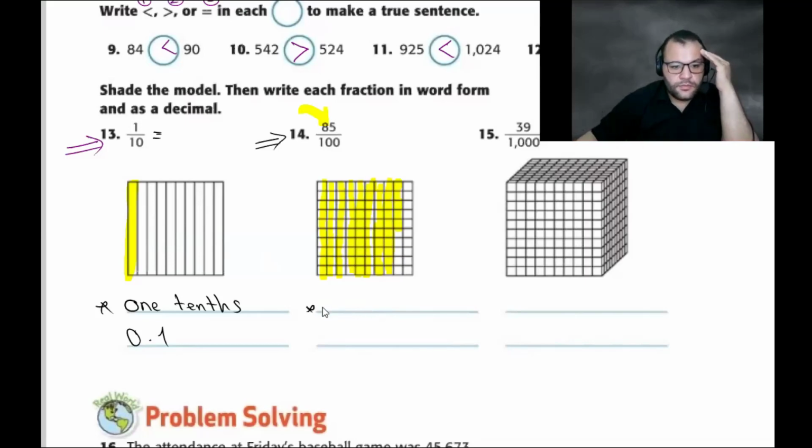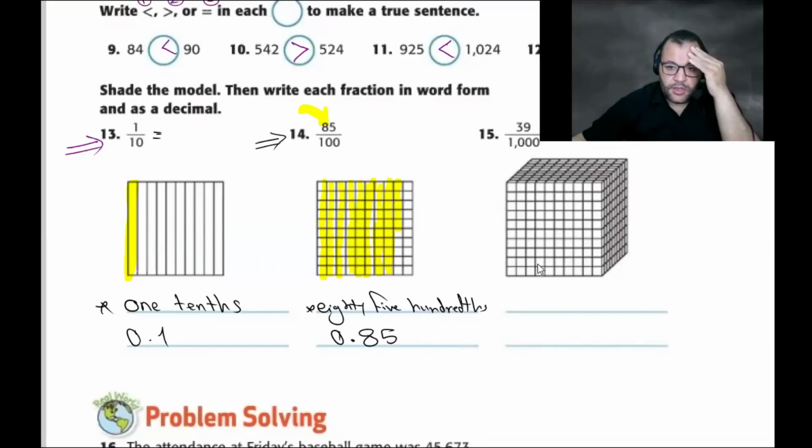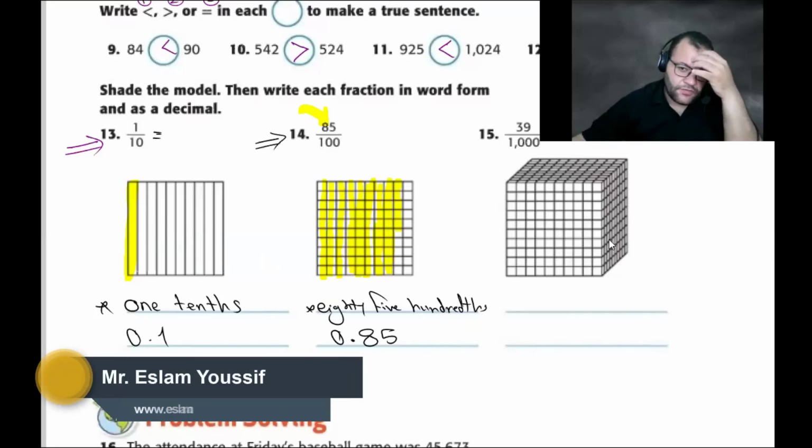85 hundredths. Okay. And how can we write it as a decimal? 0.85. Okay, thanks. So we need to solve the next one. Abdurrahman, we need to solve the next one.